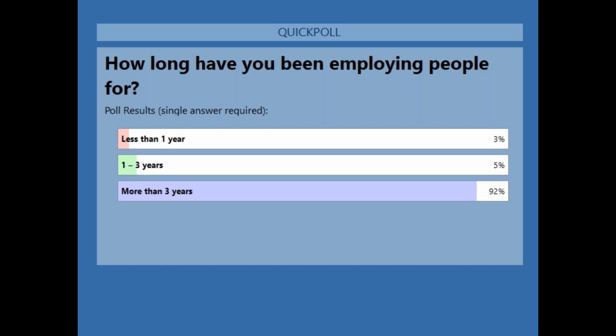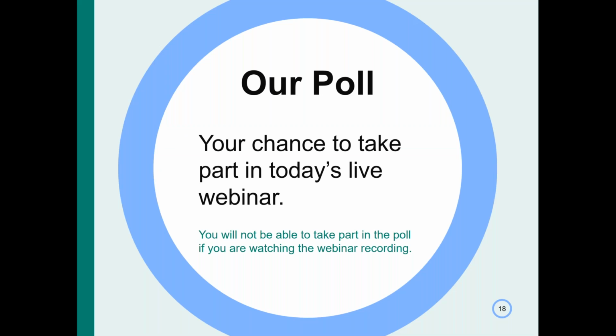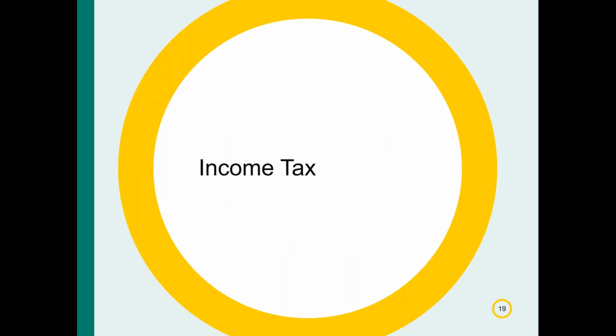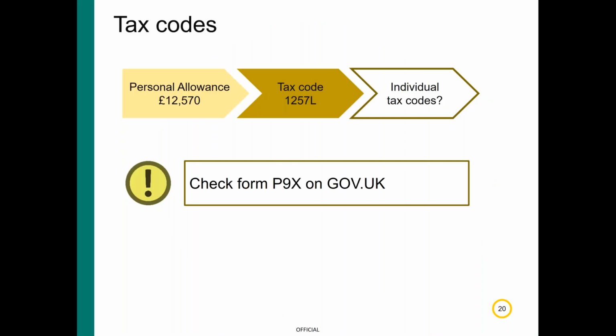So we'll start with income tax. The basic personal or tax-free allowance remains at £12,570 for the tax year 2025 to 2026. So the tax code for emergency use continues to be 1257L.